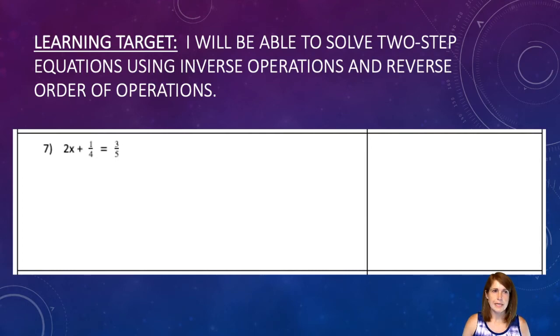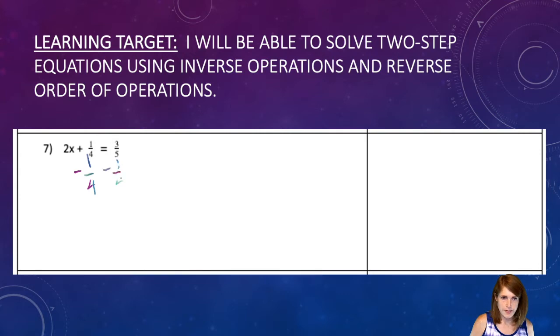All right, on these last two equations, we're going to use the same methods, but they do have fractions in them, so they're going to be a little bit more challenging. Okay, so 2x plus 1/4 equals 3/5. So if I'm using inverse operations and reverse order of operations, I'm going to start by subtracting 1/4 from both sides.